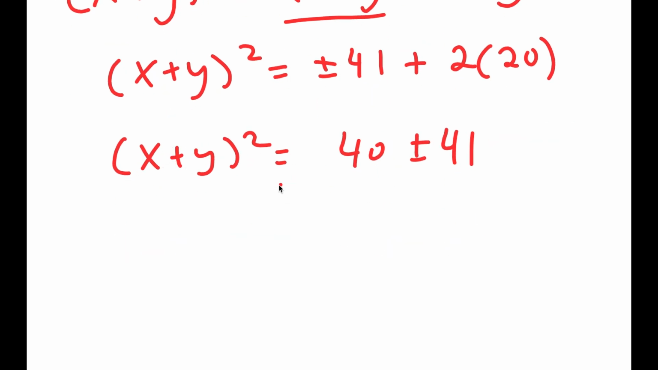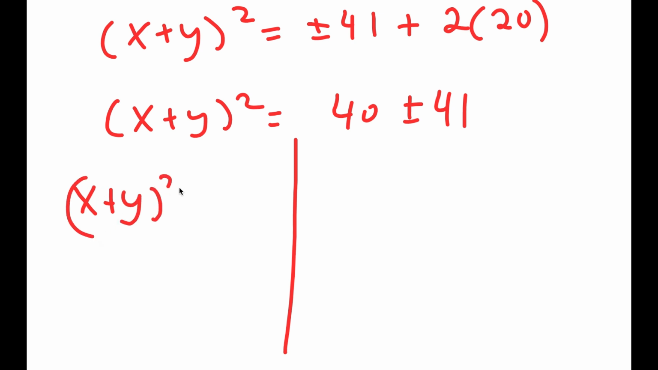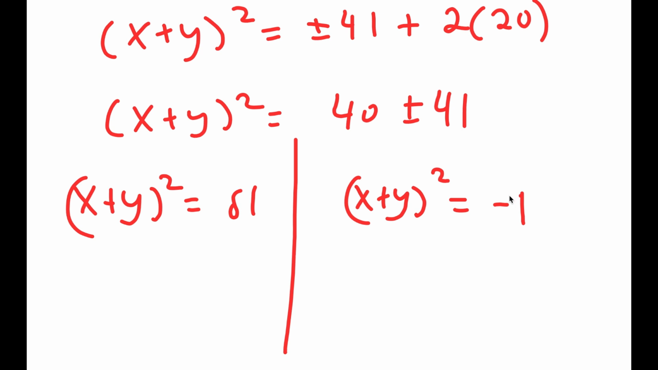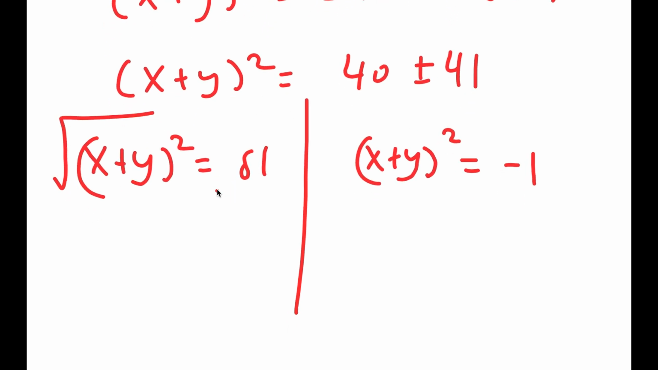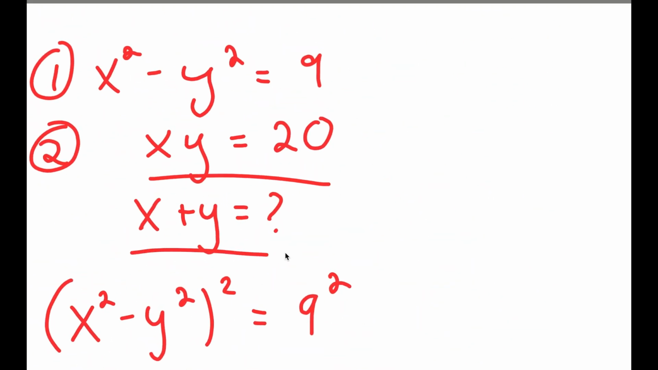So now this gives me two equations. I get (x plus y) squared is equal to 40 plus 41, which is 81, and (x plus y) squared is equal to 40 minus 41, which is negative 1. So let's first take the square root for our left-hand side, and I get x plus y is equal to positive or negative 9. So these are two solutions for, remember, we're solving for the value of x plus y.